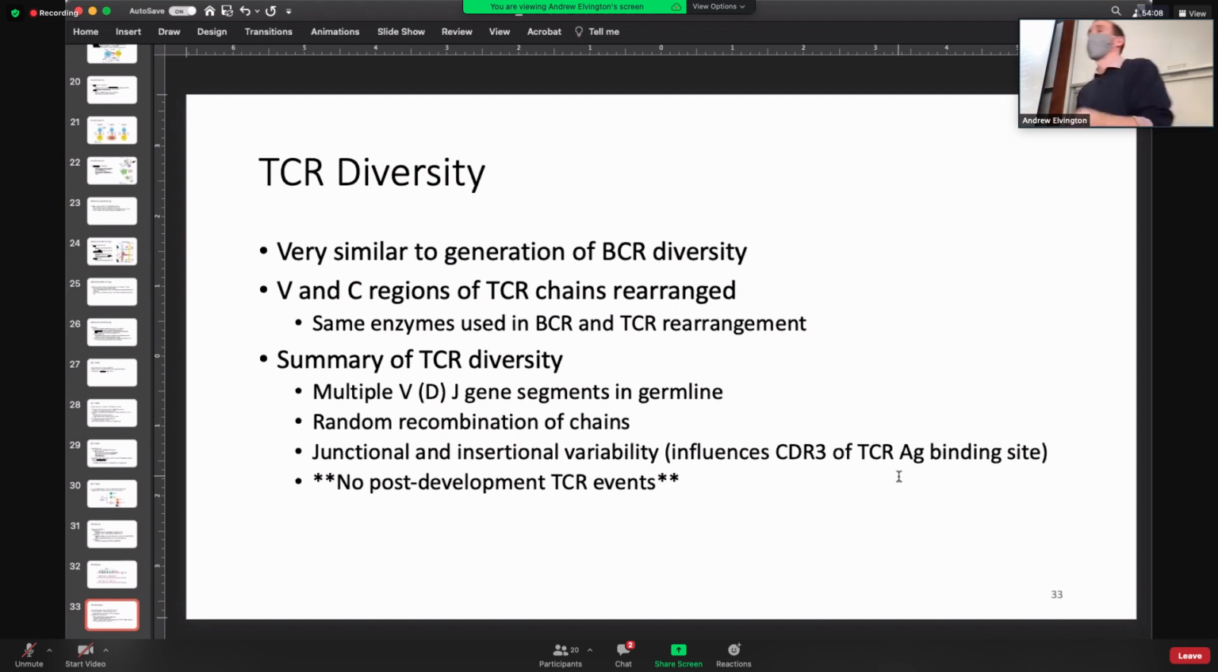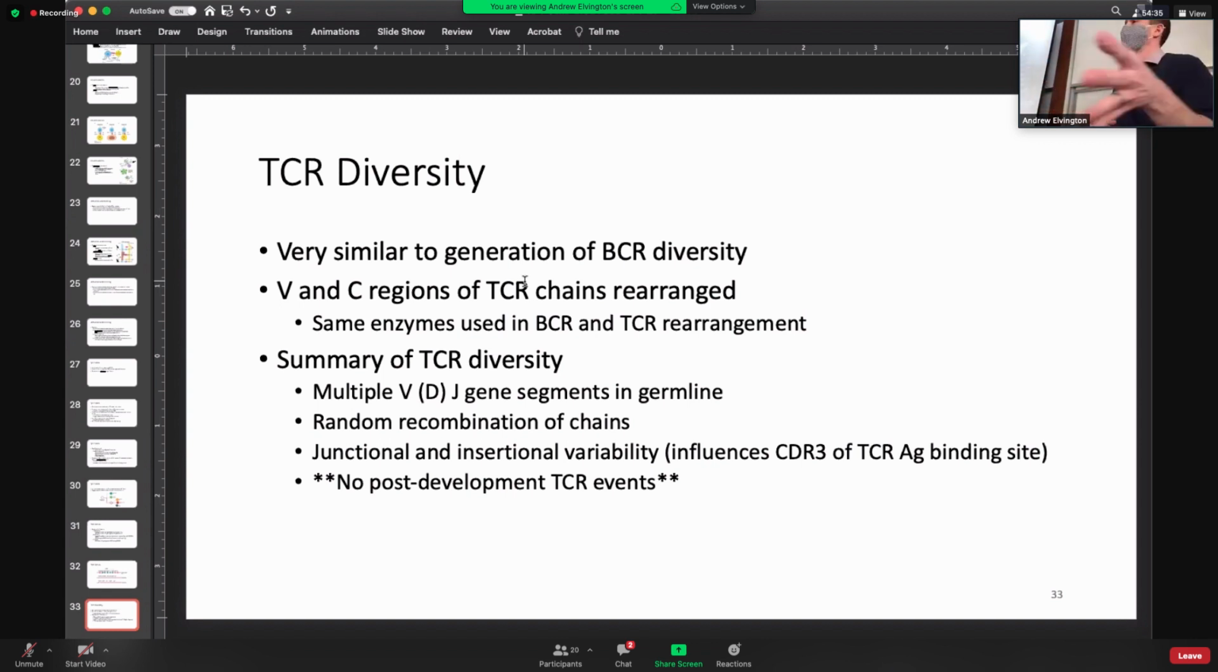Now, the types of diversity you get and the events that lead to that diversity are very similar. In fact, the same enzymes that are used to rearrange immunoglobulin genes rearrange T cell receptor genes. I don't have those illustrated here, but they're a collection of things called RAG1 and RAG2. What they do is mix around the genes; they are what drive it.